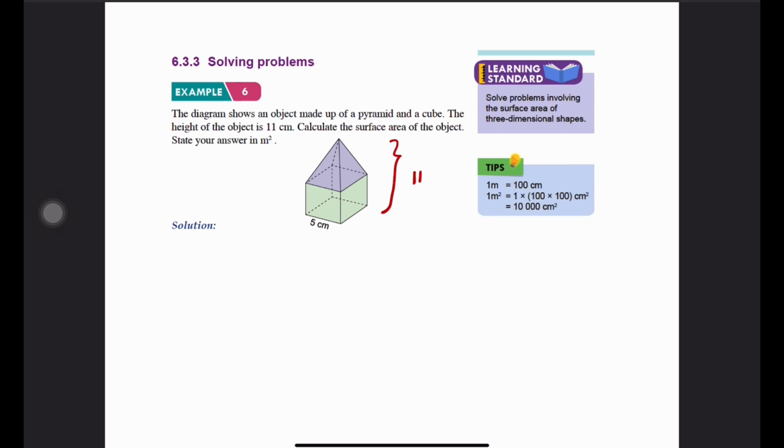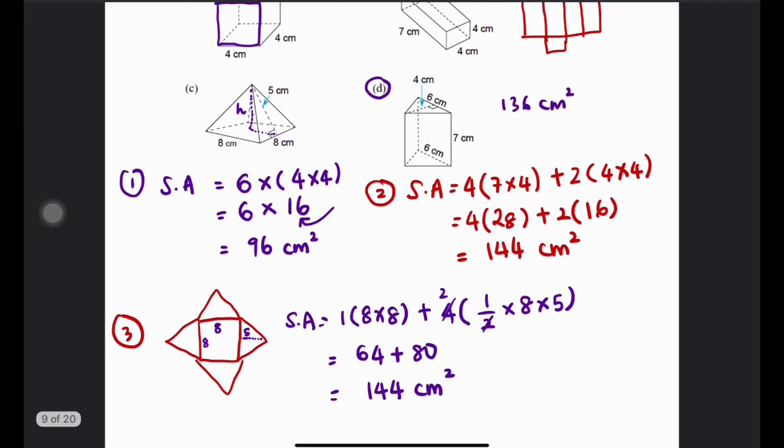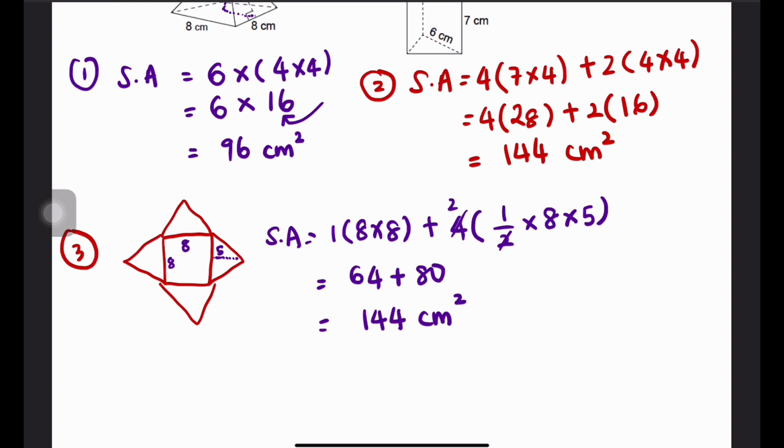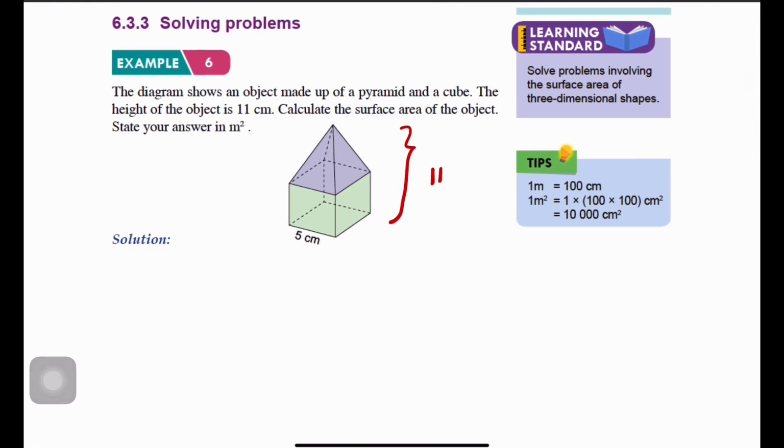Okay, if this problem occurs, you should remember. If before this we calculate the surface area of a pyramid, saya patah balik contoh C. Pyramid, we will use this formula: 1 square base plus 4 triangles. But for this situation, untuk yang di luar dia sahaja, kita hanya ada this 4 triangles, 1, 2, 3, 4.